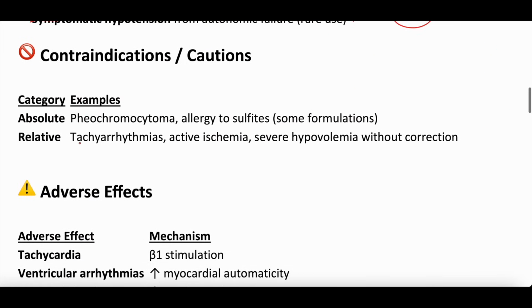Contraindications and cautions: you should be careful in patients with pheochromocytoma because of the alpha-1 effects. Allergy to sulfites, since some formulations of dopamine have sulfites in them. And dopamine is really bad for causing tachyarrhythmias, so you've got to be really careful with that. It can cause ischemia of the mesenteric digits, just like many vasopressors, especially if a patient has severe hypovolemia.